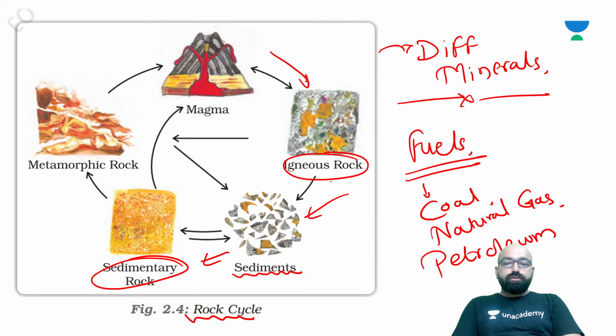So there are three major types of rocks: igneous, sedimentary, and metamorphic. Then we have discussed the fossils. Again, we discussed the rock cycle. Now, friends, next, moving to our changing Earth.